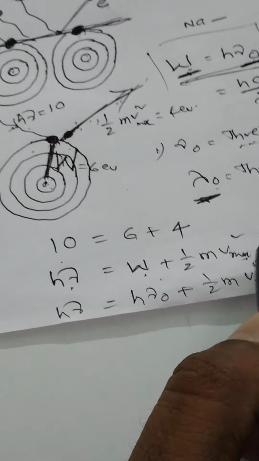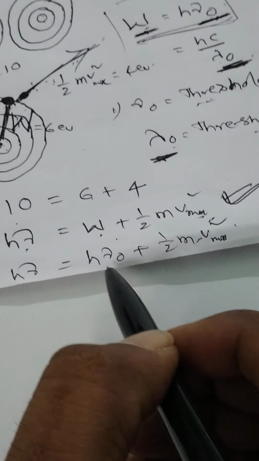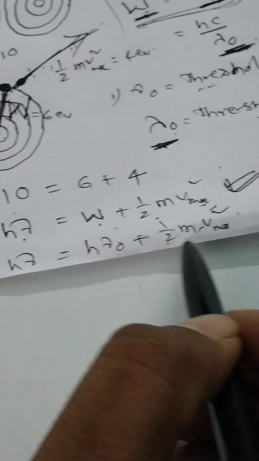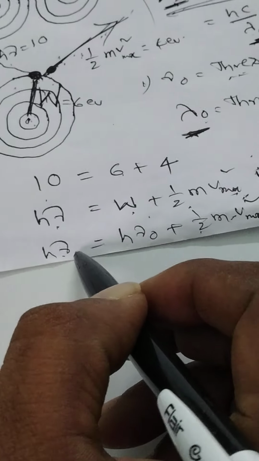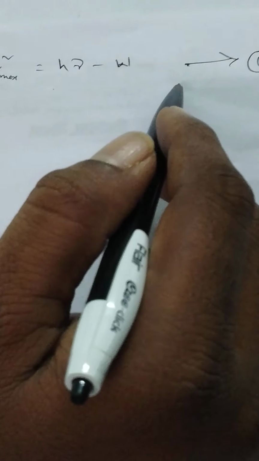So h nu is equal to W plus half m v maximum square. h nu is equal to h nu naught plus half m v maximum square, where h nu naught is equal to W, the work function, half m v maximum square is the kinetic energy of the photoelectron, and h nu is the energy of the incident photon. Therefore, from this equation, the maximum kinetic energy of the photoelectron can be written as half m v maximum square is equal to h nu minus W, or h nu minus h nu naught. This equation is known as the Einstein photoelectric equation.